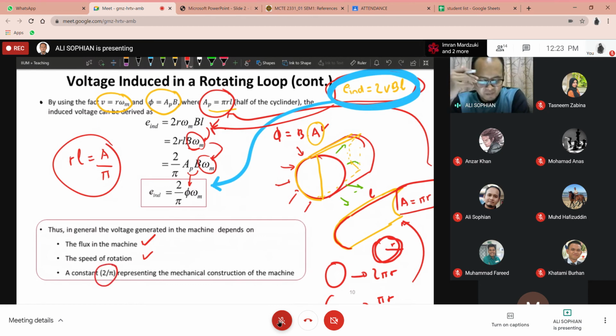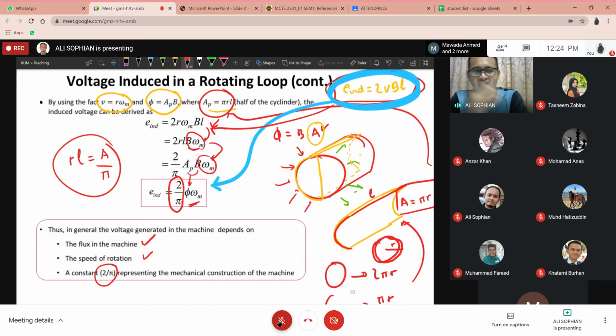2 over pi applies when we have a single loop. When we have a four-loop winding, this 2 over pi will change. When we have a real machine, this 2 over pi will change again. But the flux and omega m stay the same. And this is why we call this the constant representing the machine design.